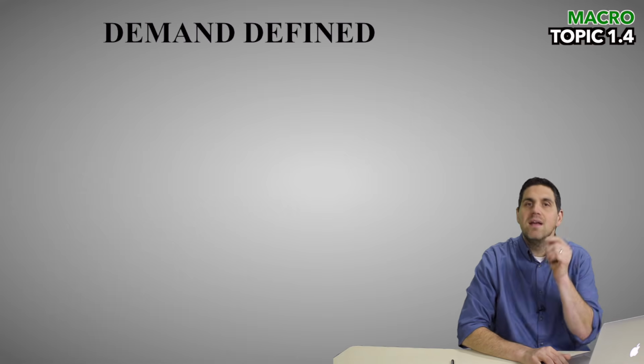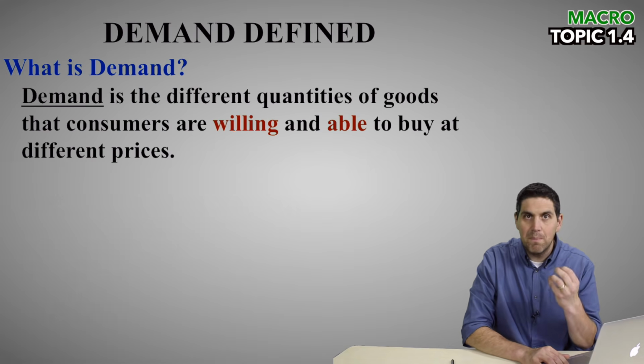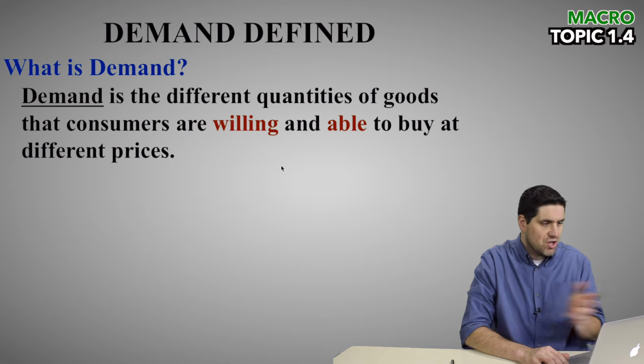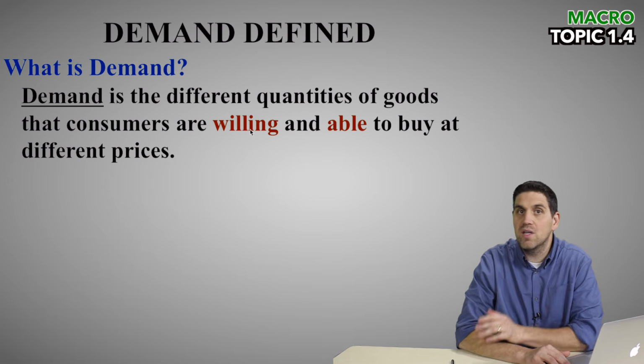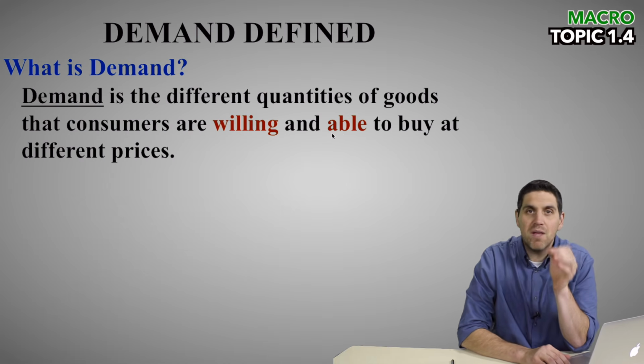I'm going quick right now. Demand, you already know, this is what consumers are willing and able to pay. And there's a relationship between price and quantity. So the definition of demand is the different quantities of goods that consumers are willing and able to pay at different prices.